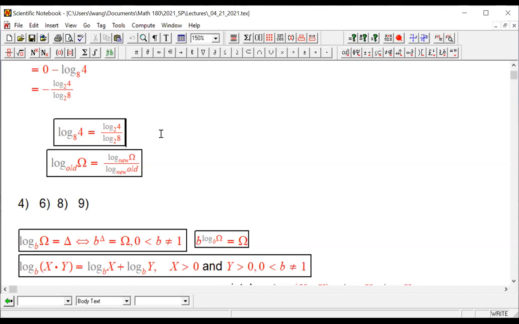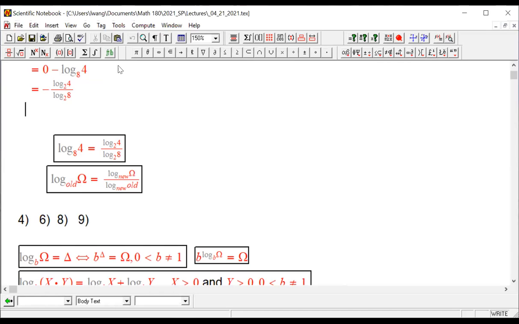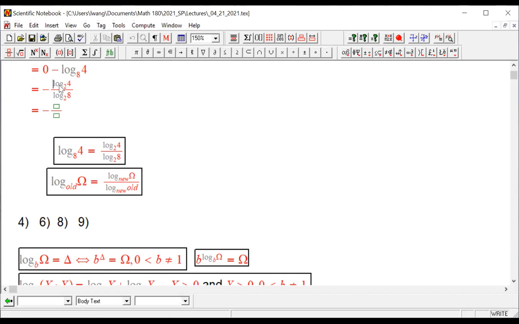You follow me? Okay, so suppose I chose base 2. There's still a negative sign in front. Log base 2 of 4 equals 2, and log base 2 of 8 equals 3. We're done.